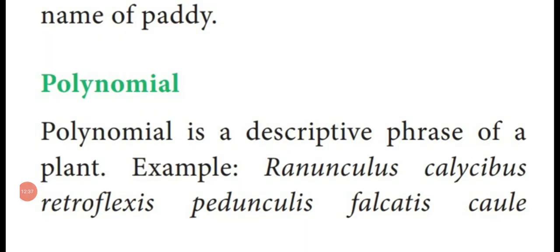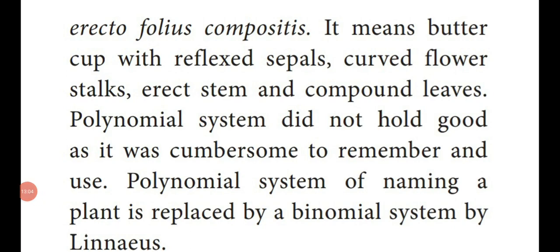Dear students, some plants have more than two names. The descriptive phrase is also an elaborate one. Those names are known as polynomial. Example, Ranunculus calicebus retroflexis pedunculus falcatis caule erecto folius compositis. See the name of a plant, it's only one plant name which contains more than two names. That is said to be polynomial, a single plant which consists of many names. Each and every name shows a certain meaning.